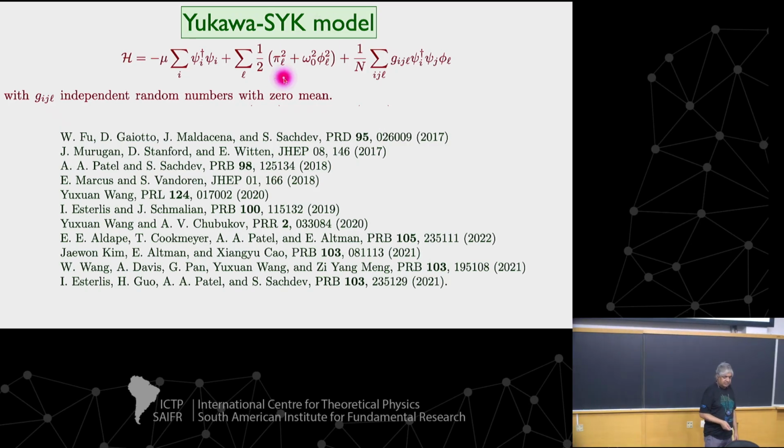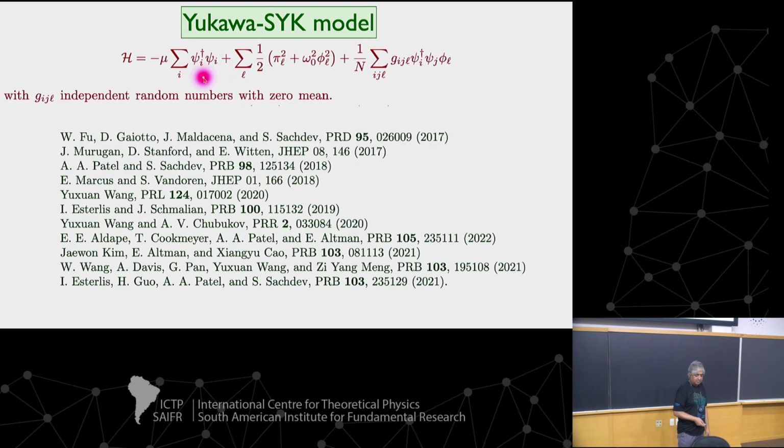This is the electron psi. This is the phonon displacement. This is just a harmonic oscillator. Pi is the momentum of the oscillator, and this is the displacement of the oscillator. It's just a harmonic oscillator.